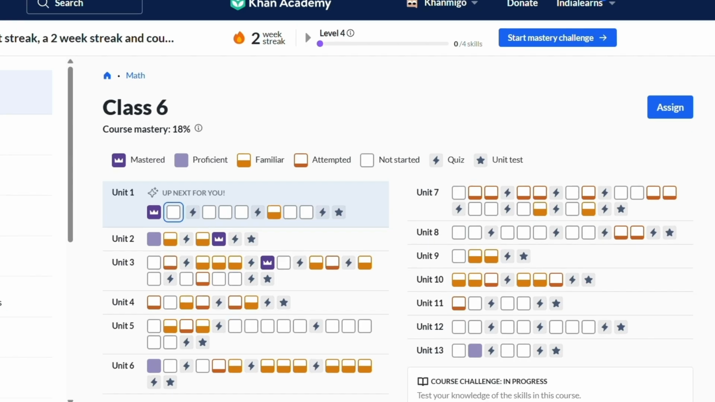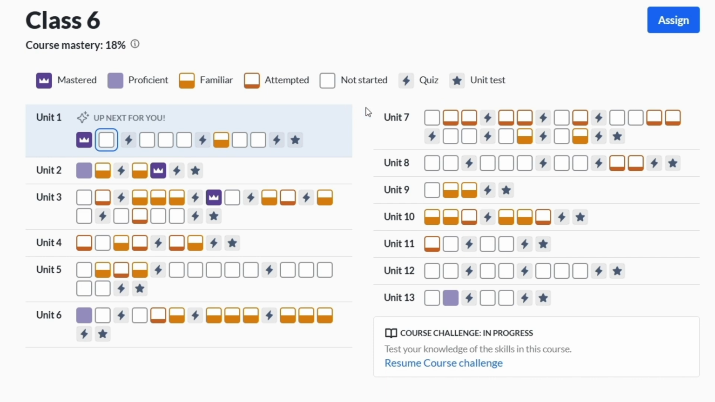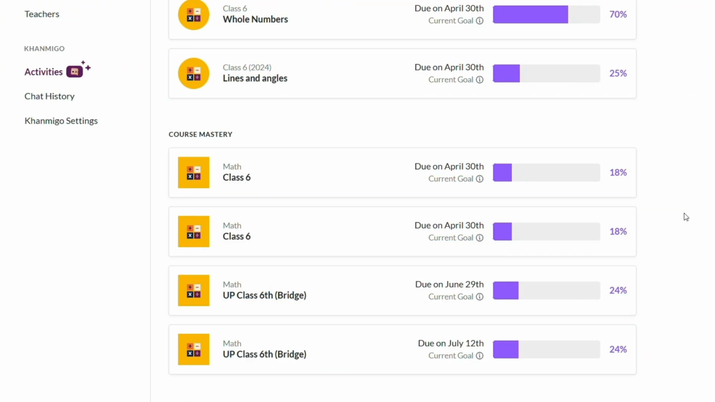A course mastery goal on Khan Academy is just like your math or science textbook. It has the coursework for the entire year, like a year-long progress tracker assigned to you by your teacher. Under the course mastery section, this percentage for each course shows how much of the entire course you've mastered. You can also see the due date for completing the goal that has been assigned to you.